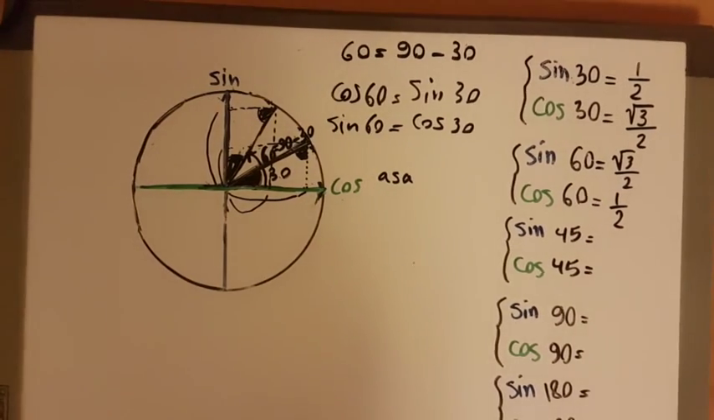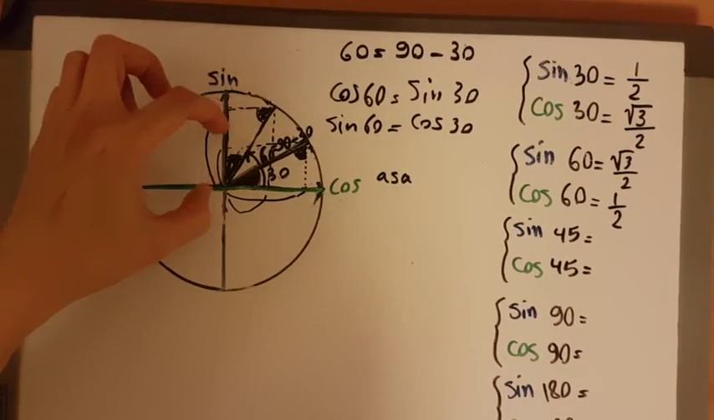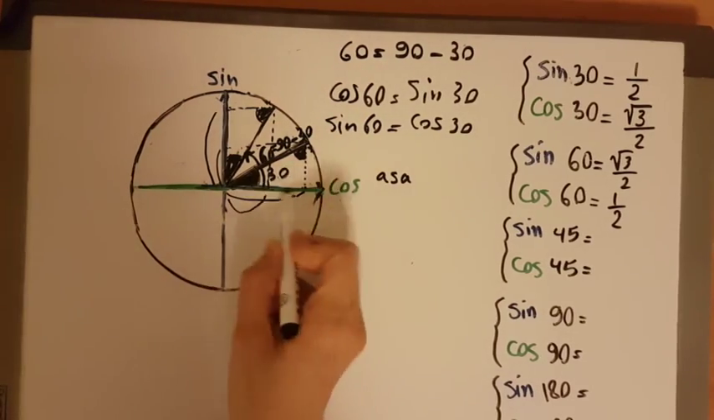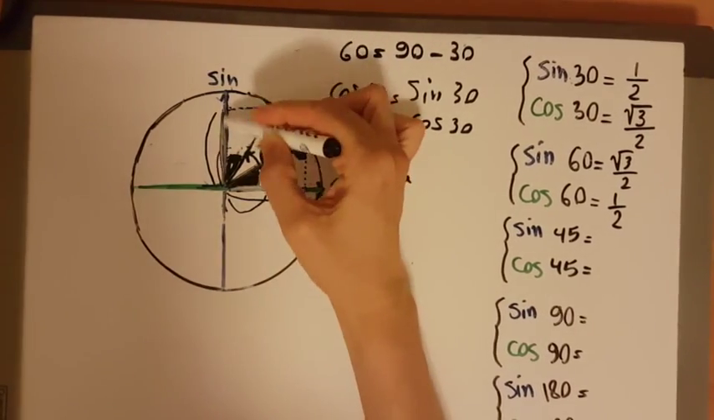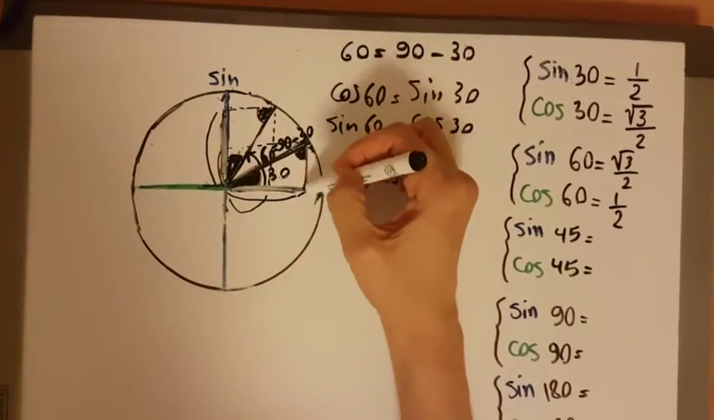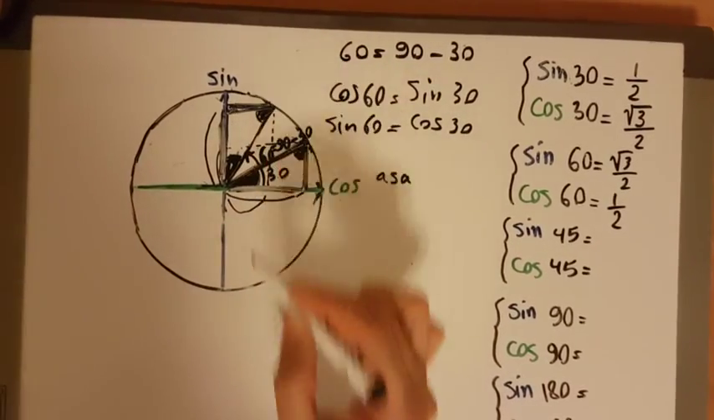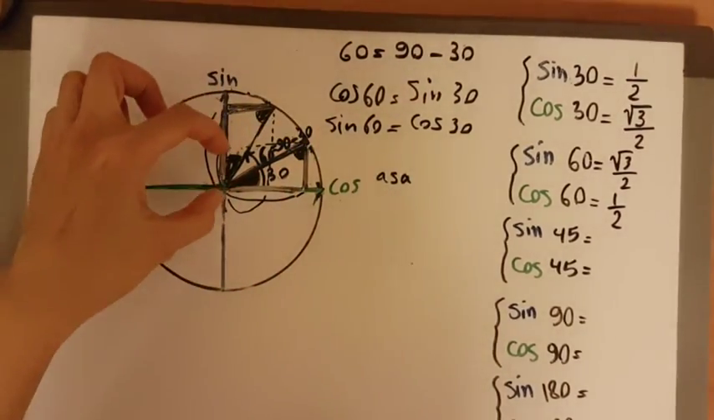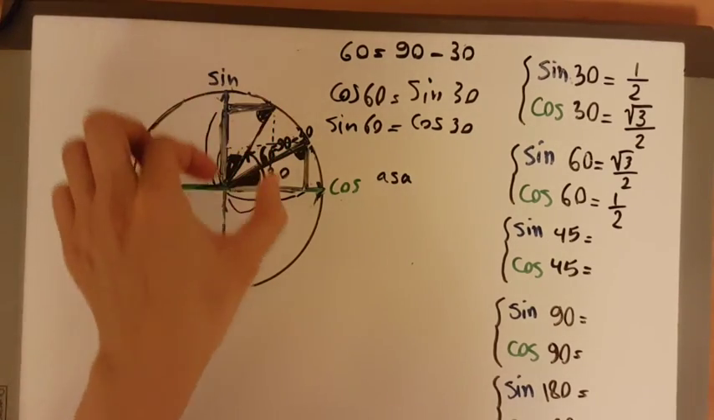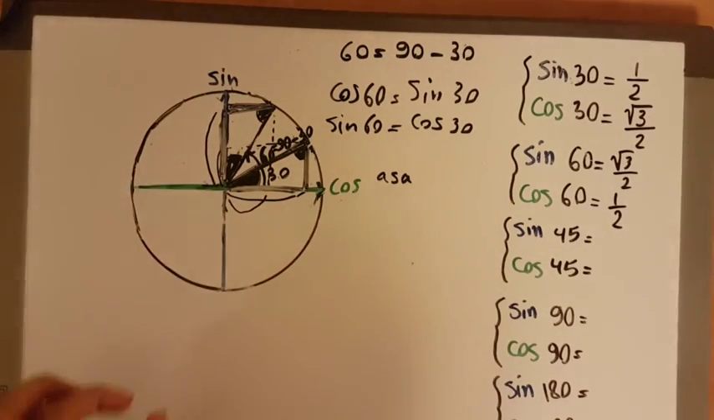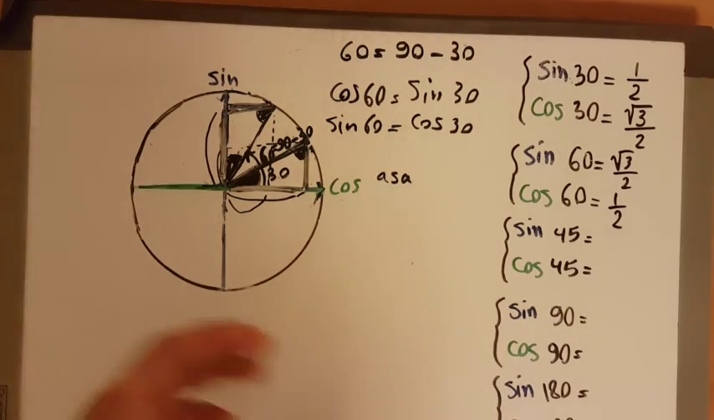Therefore, since these two triangles are equal, this side of them is also equal to each other, and these sides of them are equal to each other. Of course, we know that this is equal to this, which is the sine. This is equal to this, which is the cosine for the bigger angle. Yeah, so you know what's going on, right? Excellent.